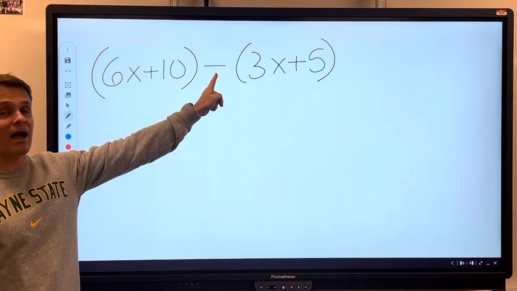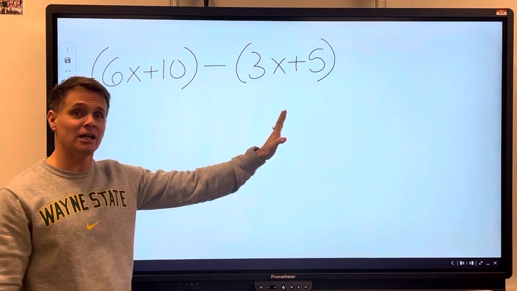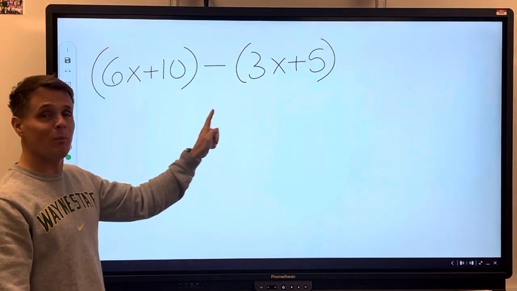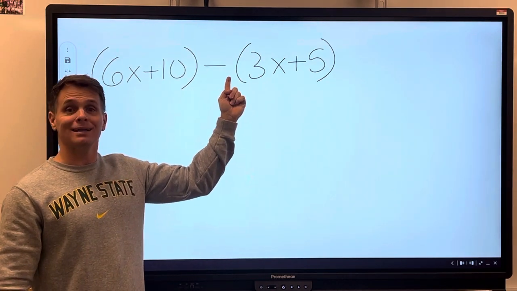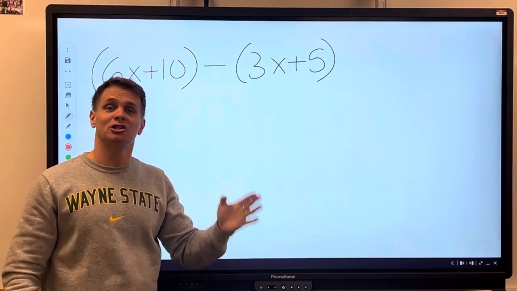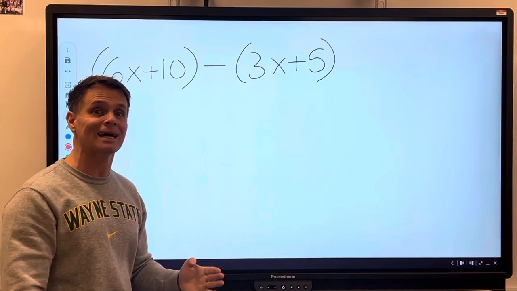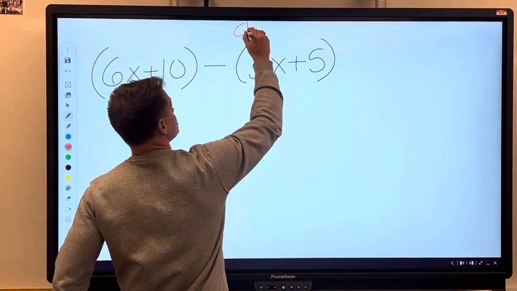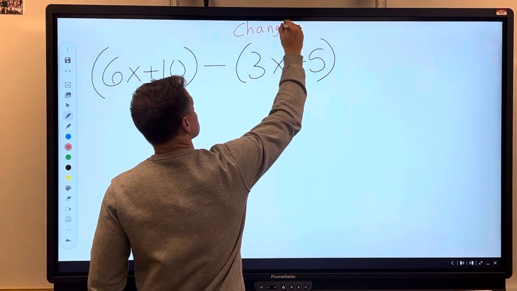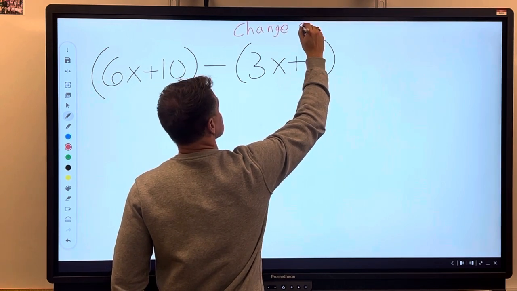Now what I have is this minus sign right here. Now that's going to change things. What I like to tell people is if there's a minus outside the parentheses, you just change the sign of what's inside the parentheses. So change the signs.